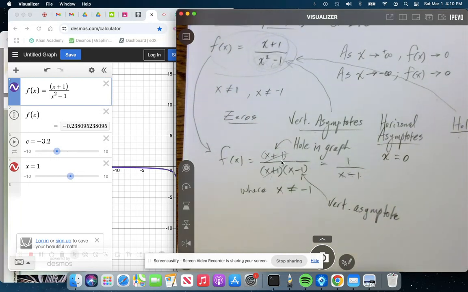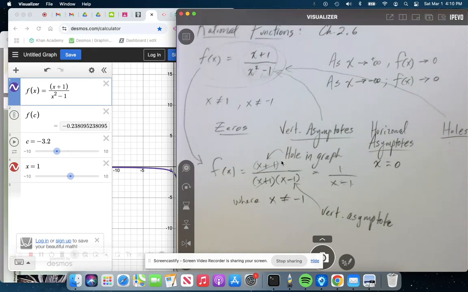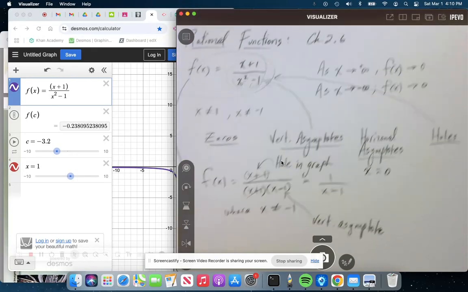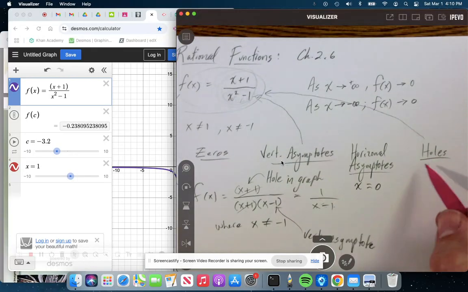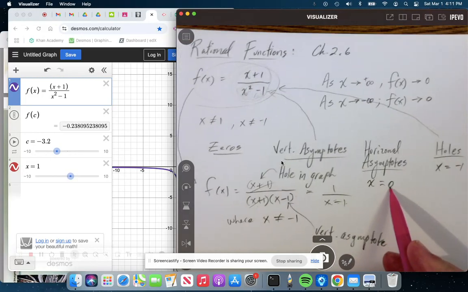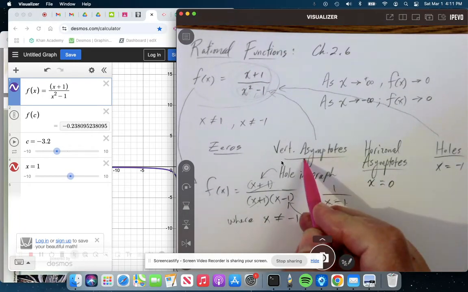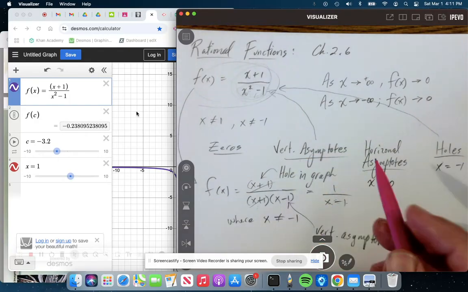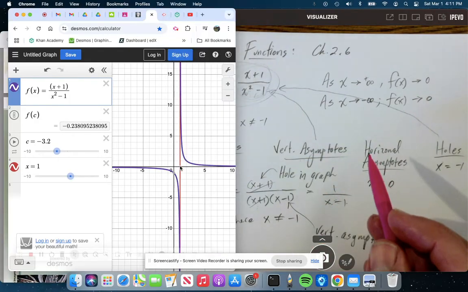All right. So that's kind of an introduction. Let me write down everything I found. So there was a hole we found at x equal -1. There's a horizontal asymptote at x equals 0. There is a vertical asymptote we set at what, +1? Is that right? Yeah, x equals +1.